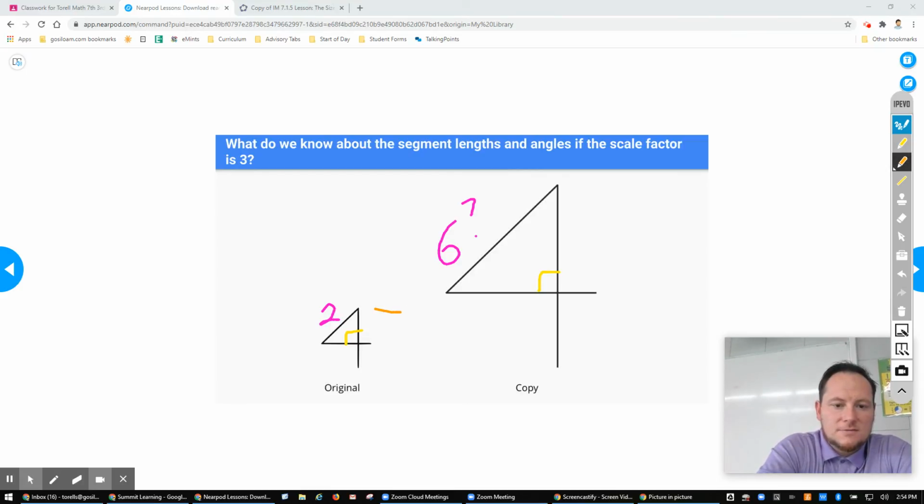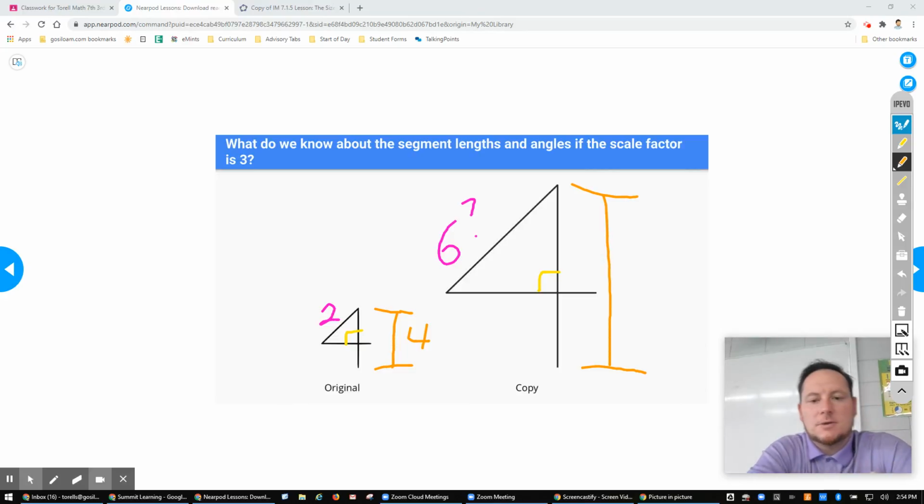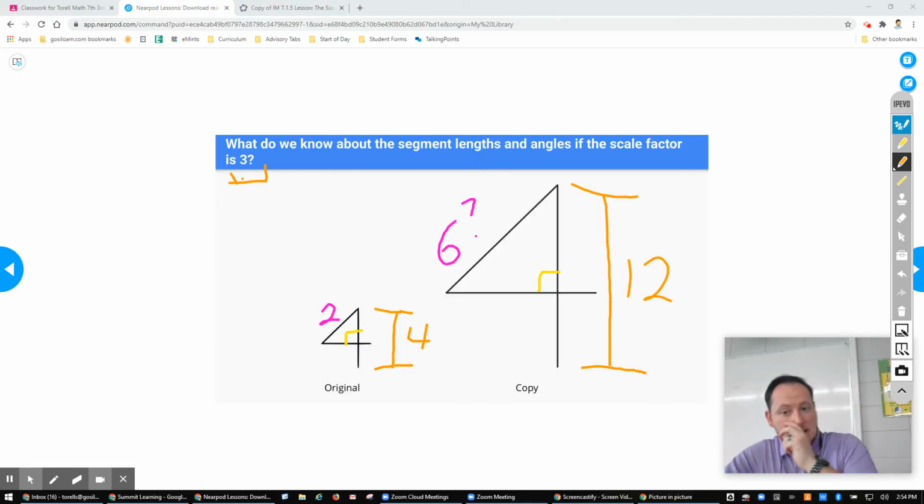So what if the overall height of this one was equal to 4? What would be the overall height of this one? Remember, the scale factor is 3, so it's 4 times 3, because the scale factor is given to us. 4 times 3 is 12. Hopefully you got that one right. That's kind of all that we've been doing.